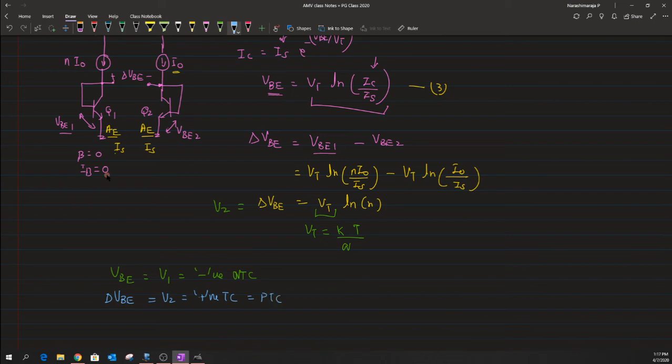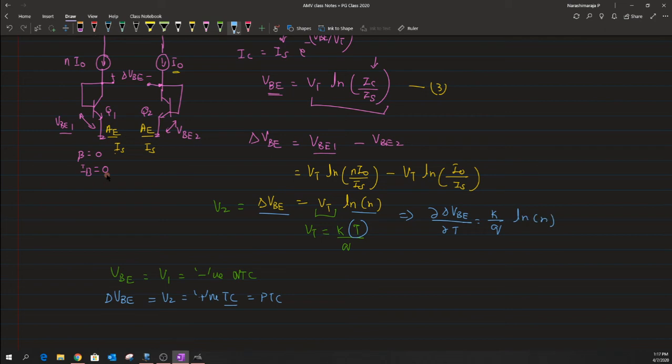For that, in order to know the temperature coefficient, we need to differentiate this delta VBE with respect to temperature. So let us try to do that. When we differentiate this delta VBE with respect to the temperature, obviously we have a T term, which when we differentiate goes to a value of 1. We end up having K by Q into this ln term, which is ln of n.